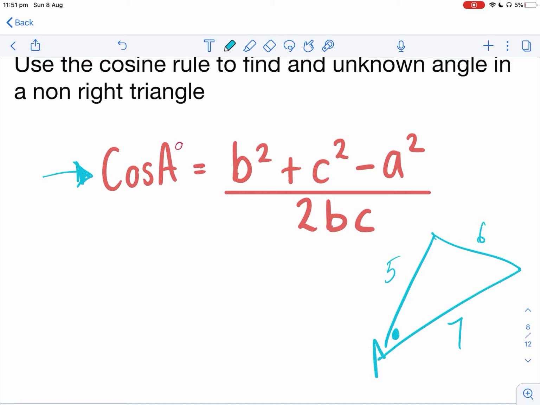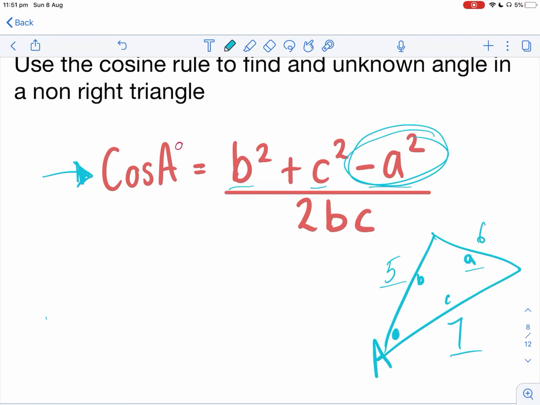So I'm going to call this length a, which means this length here would be lowercase a, then go lowercase b, lowercase c. Now, this is really important that you label your triangle correctly for this rule, because it is very important that you label the a correctly, because it's b squared plus c squared take a squared. So it would be 5 squared plus 7 squared take 6 squared.